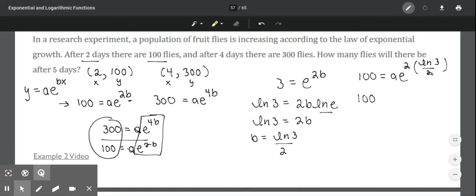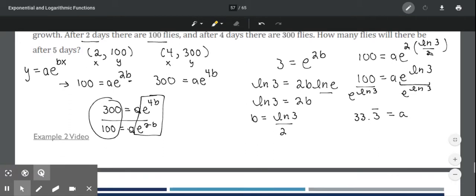So we get 100 equals a e to the natural log of 3. Well, e to the natural log of 3 is just a number, so we can actually divide by e to the natural log of 3. Or you may even notice that e to the natural log of 3 simplifies down to be 3. So when you do this division, you get 33.3 repeating equals your a value.